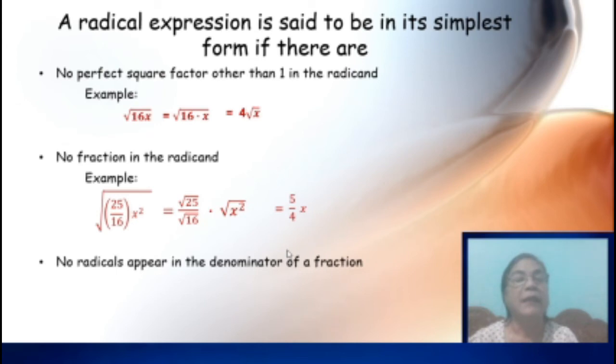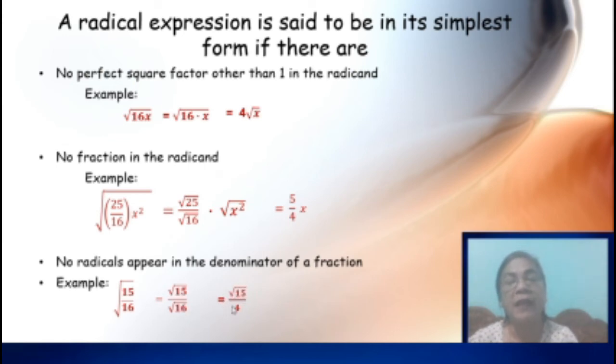Okay? Next. It is also in the simplified form if there are no radicals that would appear in the denominator of a fraction. I repeat, there should be no radicals that would appear in the denominator of a fraction. Example, square root of 15 over 16. So here, we have to separate the square root of 15 over square root of 16. And we have there square root of 15. It's not perfect, so it would stay as it is. Square root of 15.